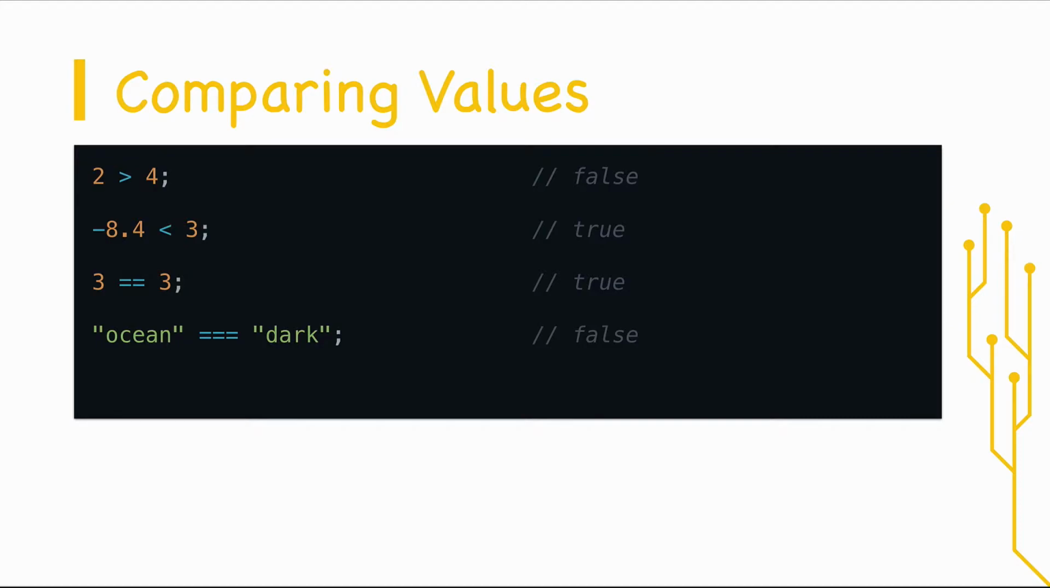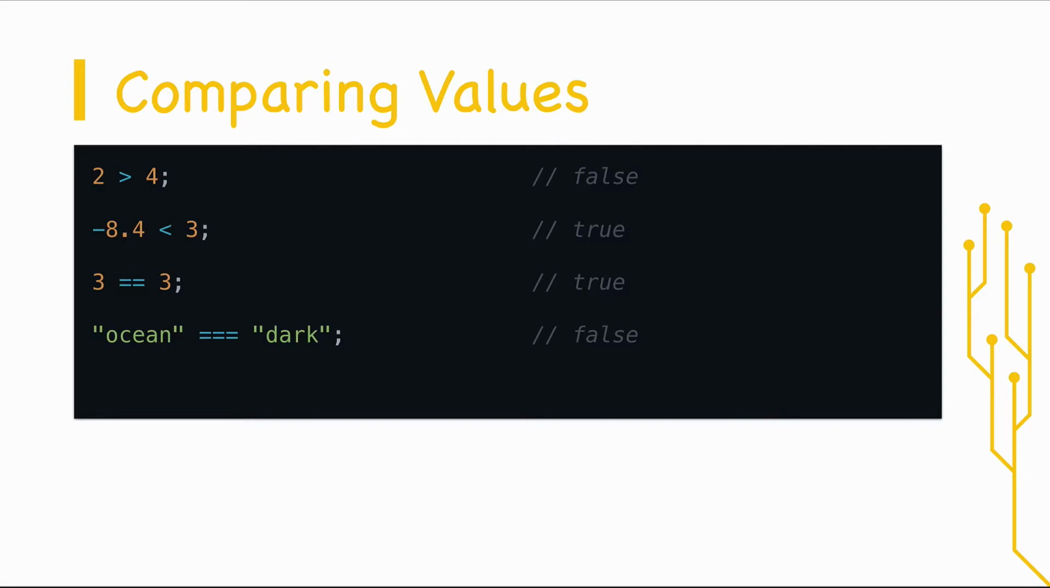So in this case, you can read the expression as the string ocean is strictly equal to the string dark, or ocean is strictly equal to dark, and then a semicolon to end the statement. And as you can see, the result is false, because obviously the string ocean and the string dark are not the same. They're definitely not equal. However, if we wrote the string ocean is strictly equal to the string ocean, then the result would have been true, because both strings would have been the same. Both would have had the value ocean.